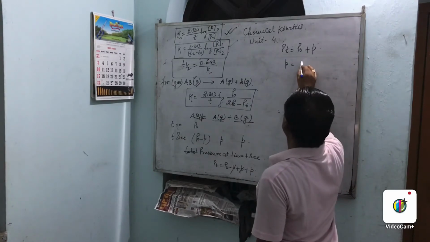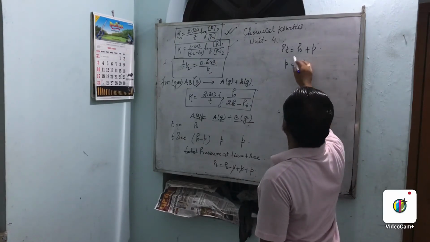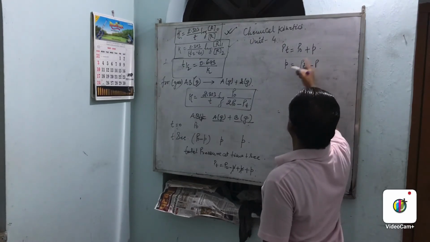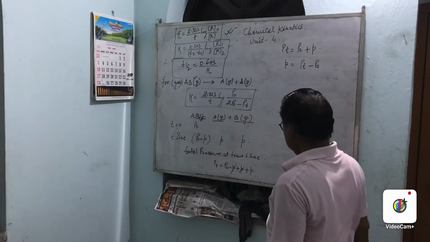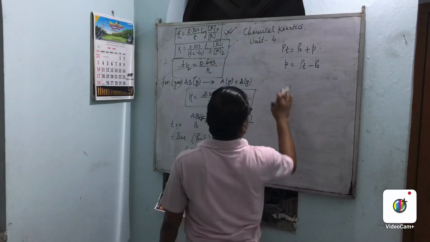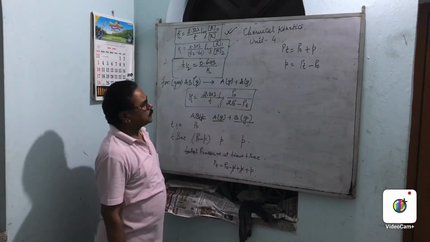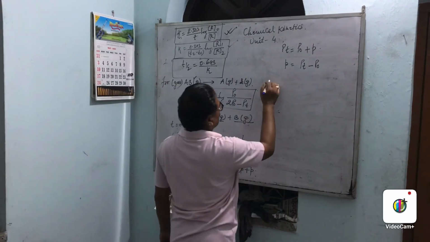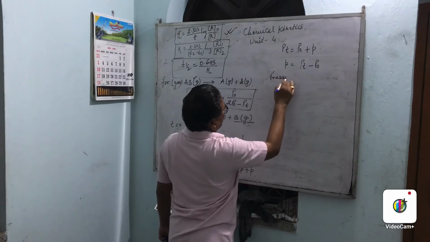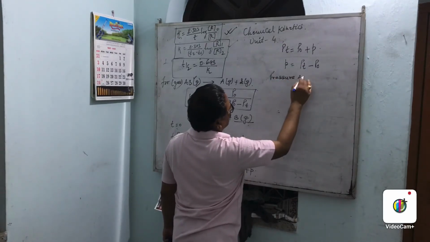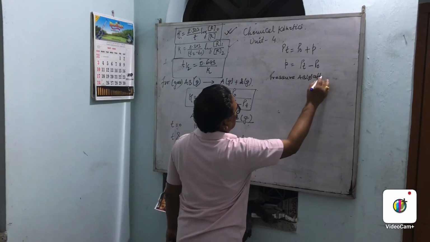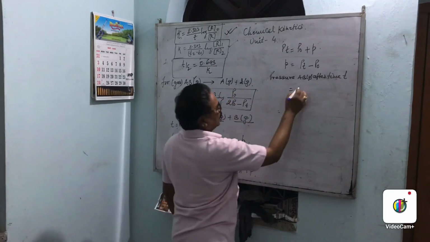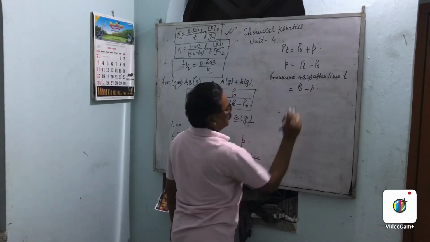P is equal to Pt minus P naught. Is it clear? This is the P. Now, the pressure of AB, that is gas, after time T, its pressure reduced, and by what figure? That is P naught minus P.